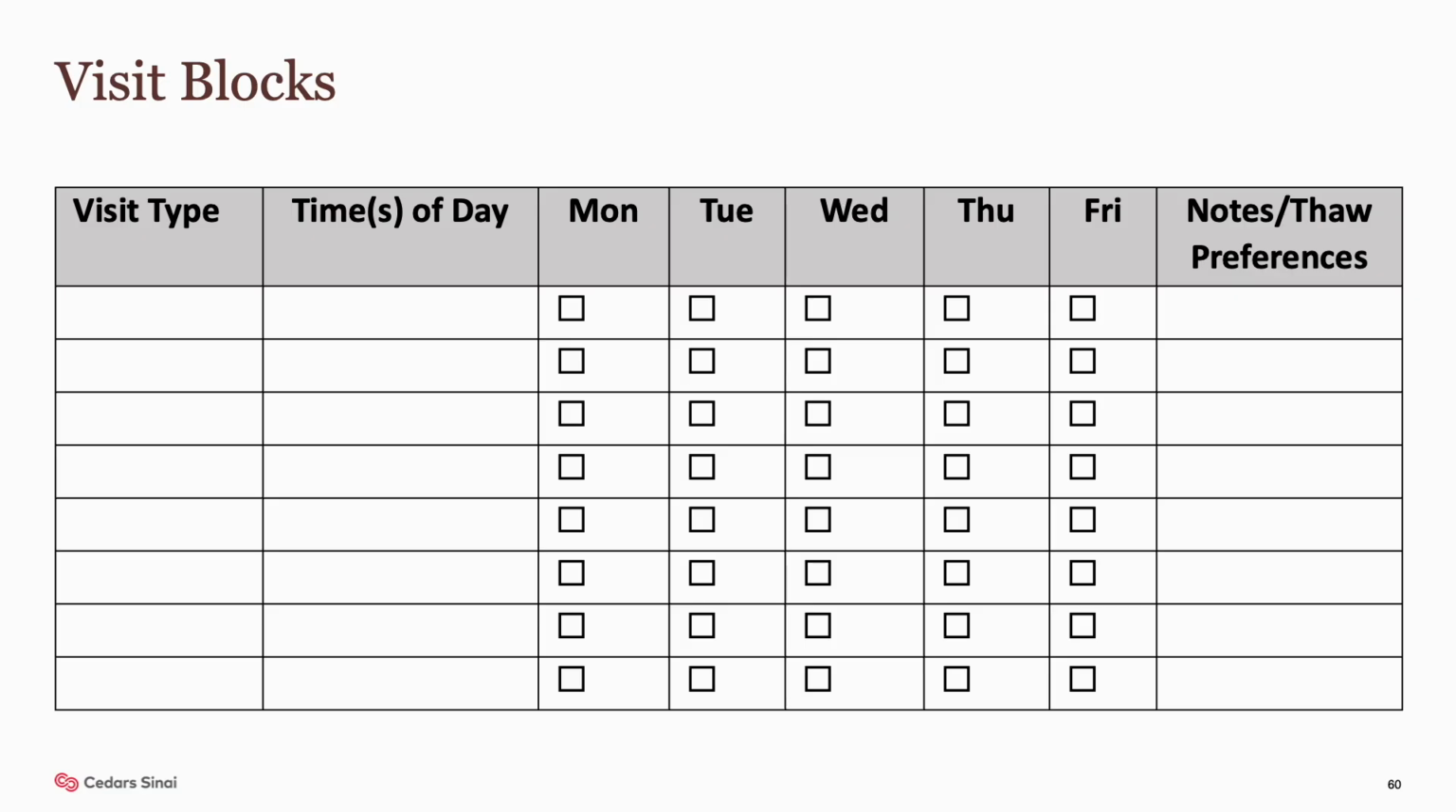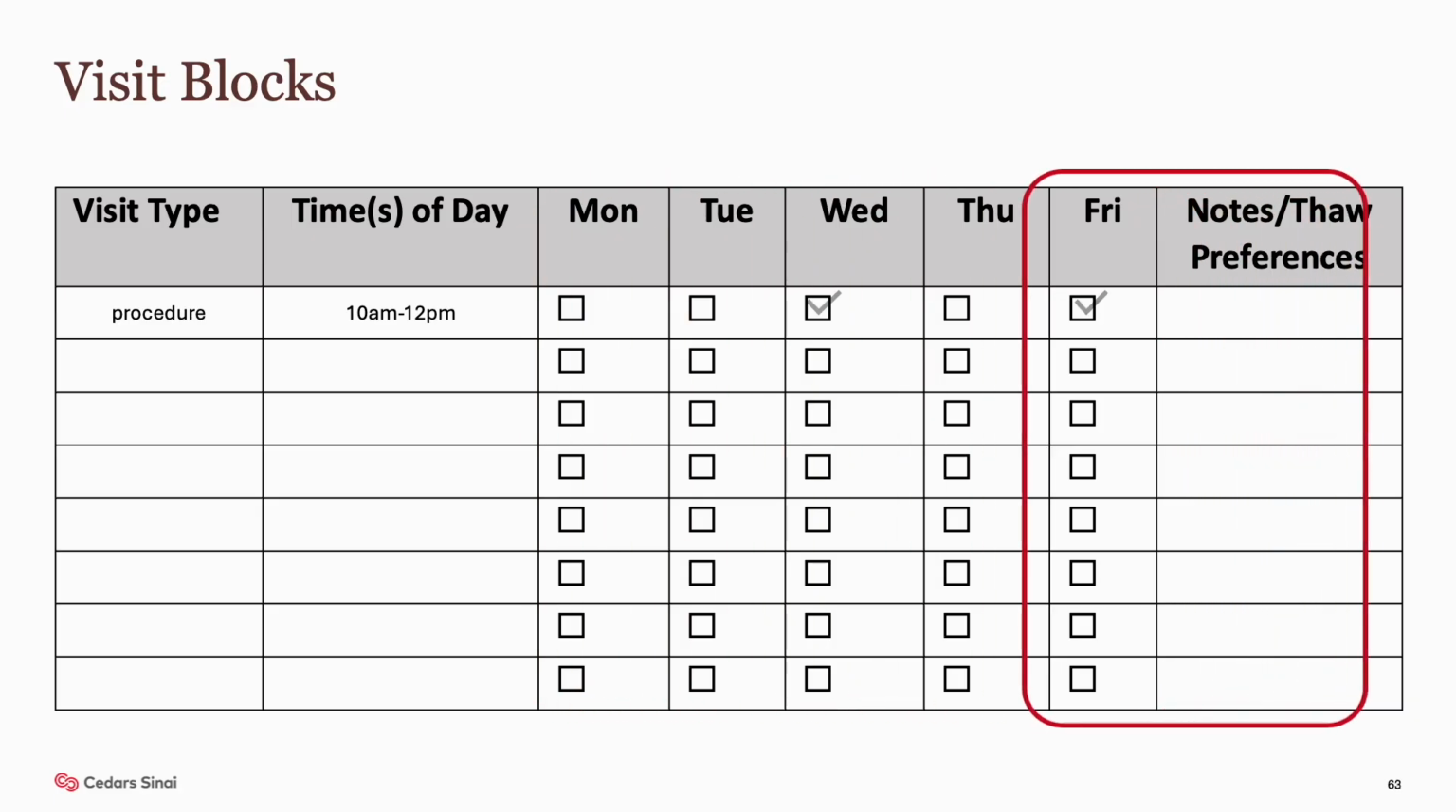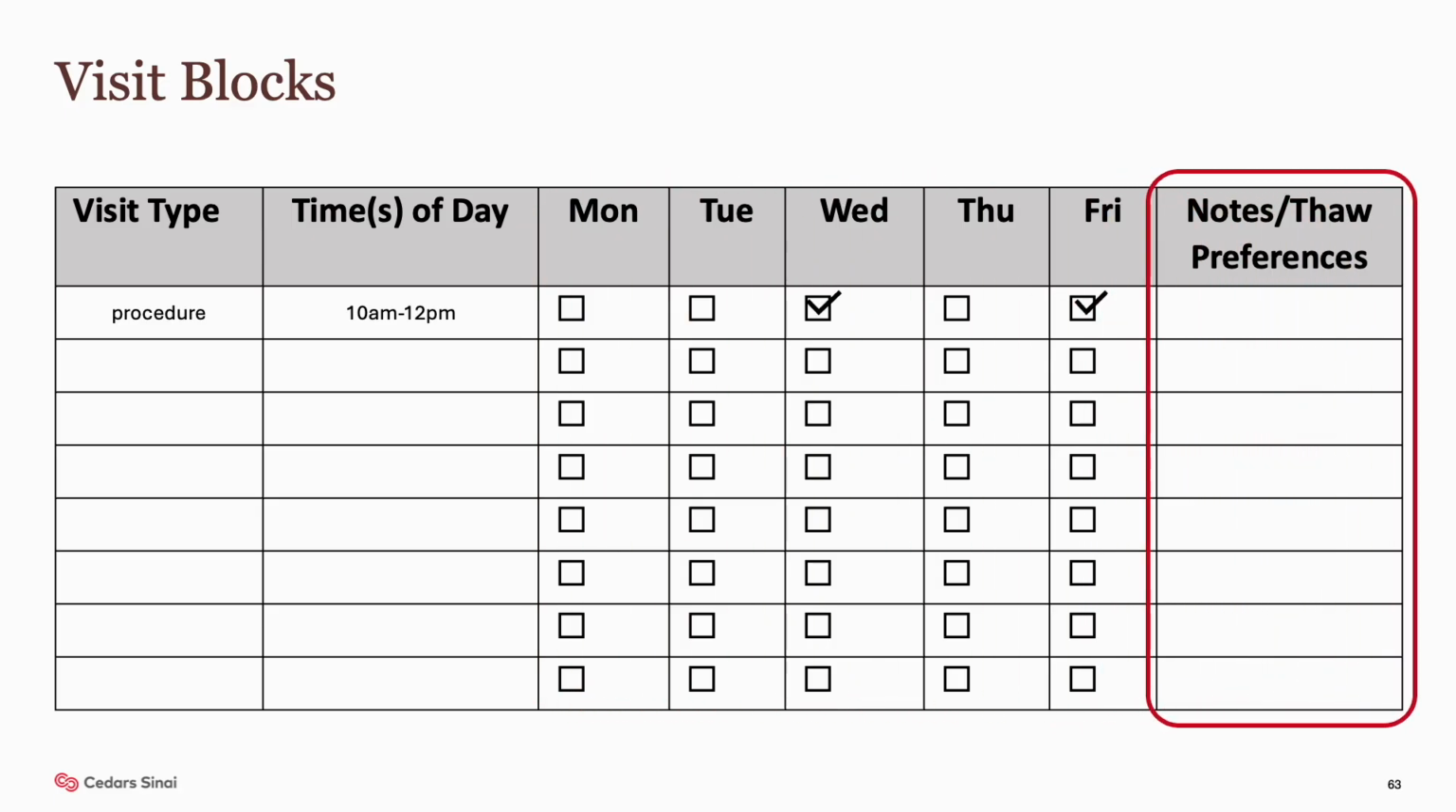This section has a table as well, so let's go over it together. The first column is the visit type column, in which you note the visit type the block is for. The time of day column is where you add the exact times when the visit type is allowed to occur. Monday through Friday columns are filled with checkboxes to indicate the days of the week when the visit blocks apply. Lastly, there is the Notes/Scheduling Preferences column where you can add additional details about the visit block.